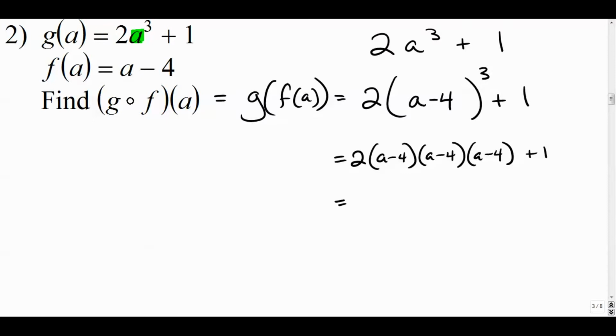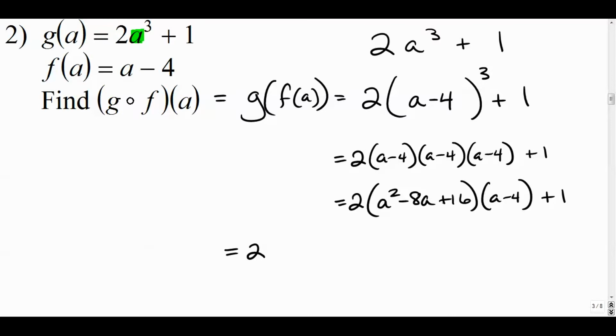If you had to expand it, you would just FOIL this. I'll do 2 at a time. I forget my cubing rule, so I'm going to just FOIL these two first, which is a squared minus 8a plus 16. I'm going to multiply that by this binomial. So I'll get some more space. The 2's out there in the beginning. So now I need to take this thing and distribute it back into all three.